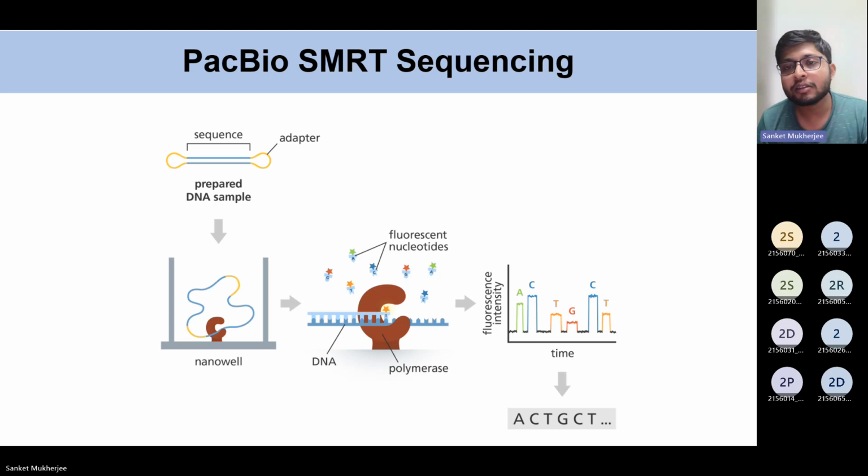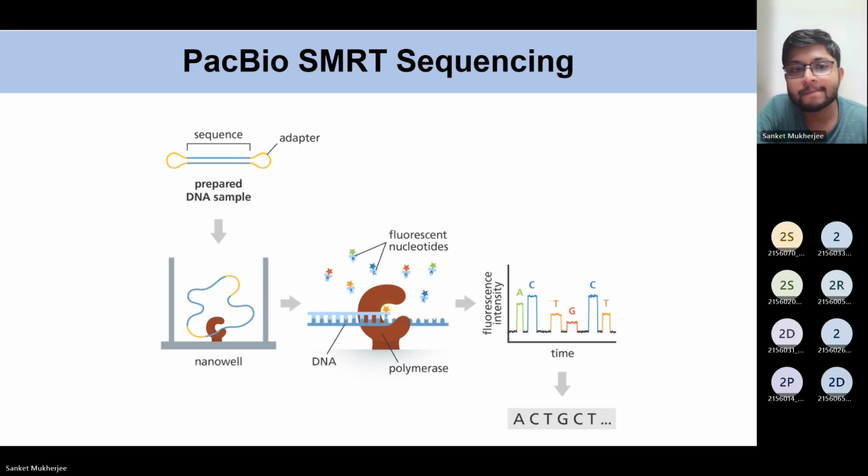So we'll talk about third generation sequencing. This is PacBio SMRT sequencing. What is PacBio? Pacific Biosciences, a very famous company in the US. Here also with the sequence we have an adapter, and they have this patented polymerase, which will add fluorescent nucleotides. So here the dNTPs are fluorescent. Whenever these fluorescent nucleotides are added, the signal is recorded, and that signal will essentially give us the sequence.